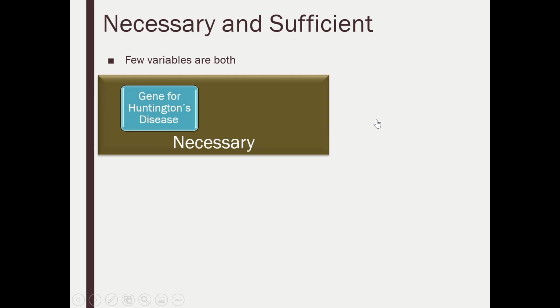In fact, I thought I'd stop and talk for a second about another philosophical concept, the issue of whether a factor is necessary for an outcome and sufficient for an outcome. So let's talk about that a little bit. Very few variables are both necessary and sufficient to an outcome. For example, the gene for Huntington's disease is all you need to, for sure, develop Huntington's disease. In fact, it only takes one gene.